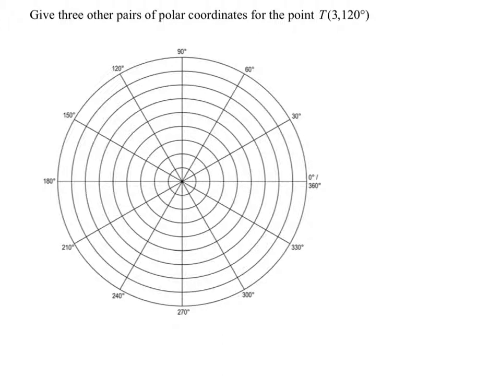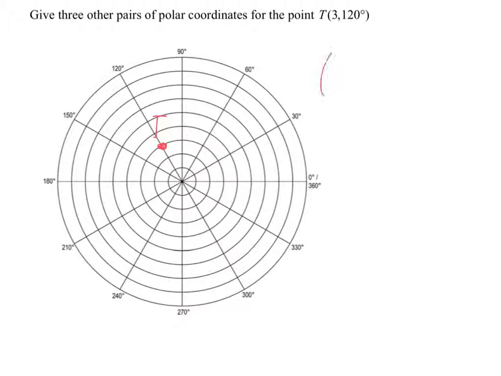Give 3 other pairs of polar coordinates for the point T, which is 3 comma 120 degrees. Okay, so first of all, let's start with plotting T so we can take a look and see how we can get some other values here. So radius of 0, 1, 2, 3, 120 degrees puts me right there. And so right there is our point T. Okay, so there's a few ways to approach this.